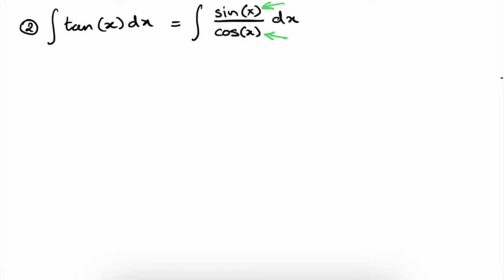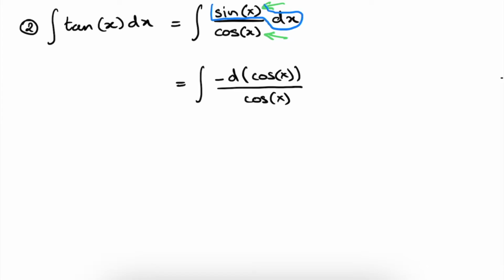Because if we derive the cosine of x, we actually get minus the sine of x. And we can write this in the following way. We have the integral of minus d of the cosine of x divided by the cosine of x. And again, what we did here is that we have written the sine of x dx as minus d of the cosine of x. And if we now substitute the cosine of x being equal to u, we get minus the integral of du over u.